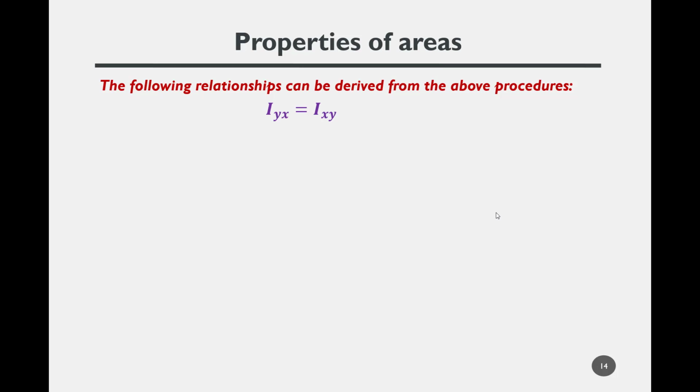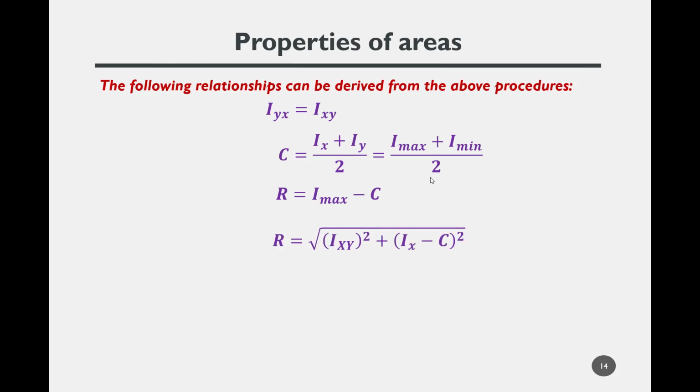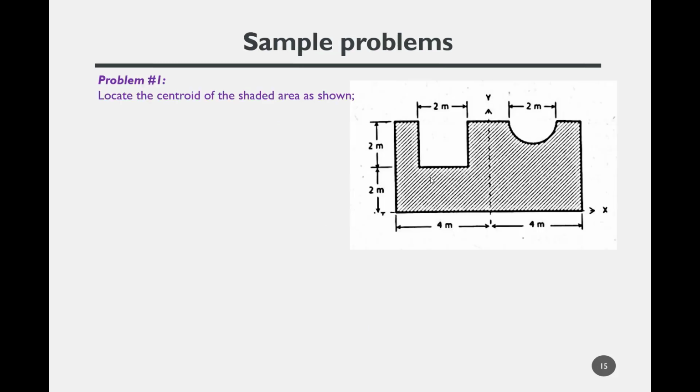So the following relations can be derived from the above procedures. We have Iyx is equal to Ixy. So, substitute natin yun. C is equal to Ix plus Iy all over 2, or I max plus I minimum all over 2. Yun, pwede natin gamitin, di ba? So I max minus C for solving for R, or R is the square root of Ixy squared plus the quantity Ix minus C squared. I max is equal to C plus R. Or I minimum is C minus R. So ma-check nyo yan.